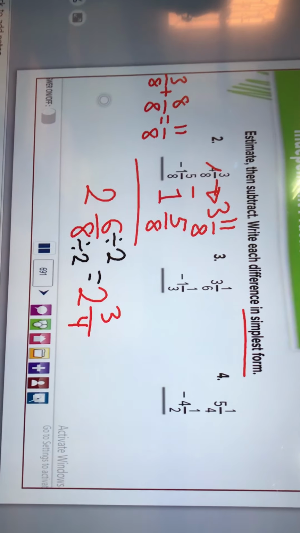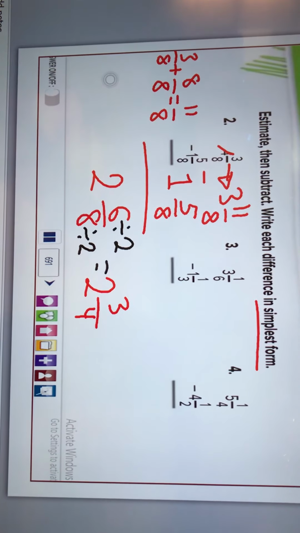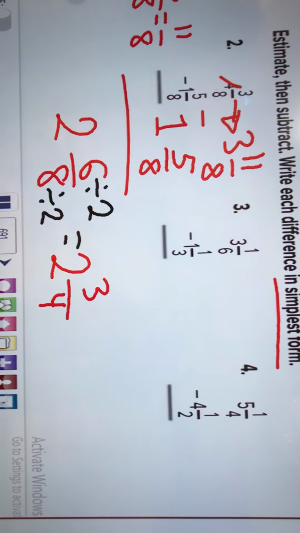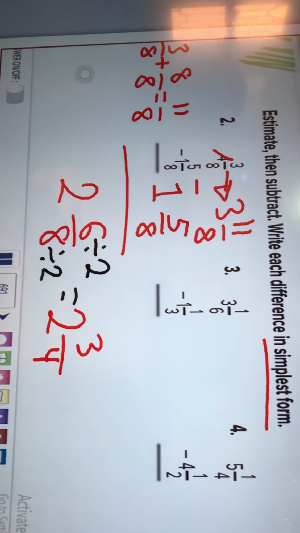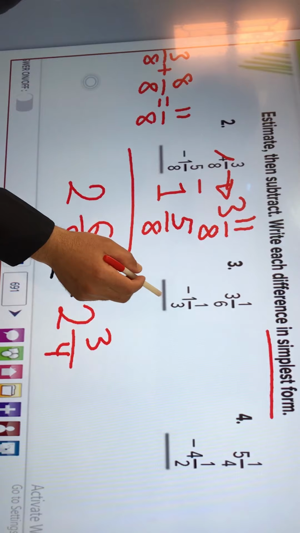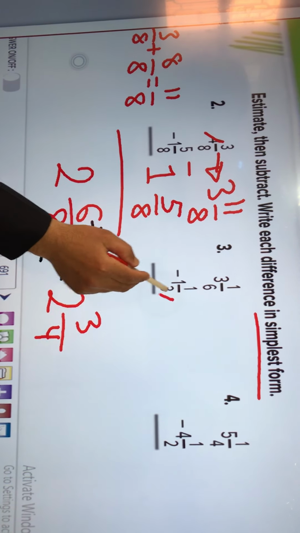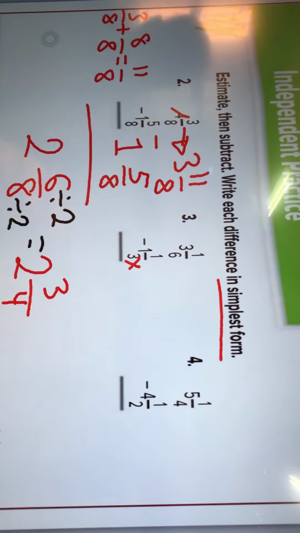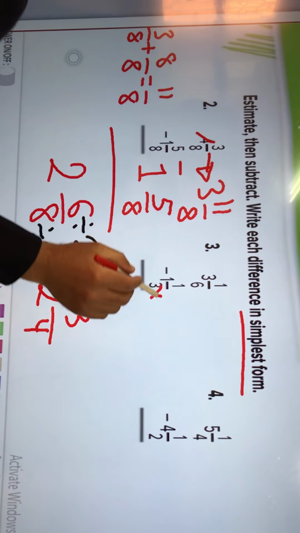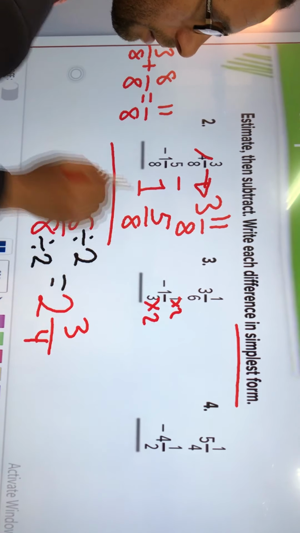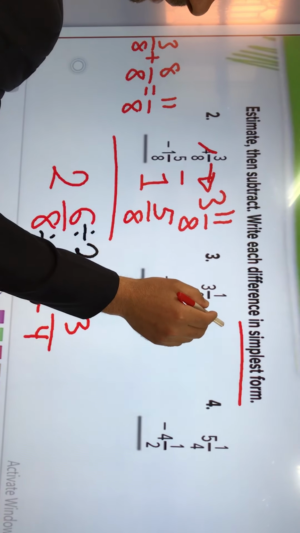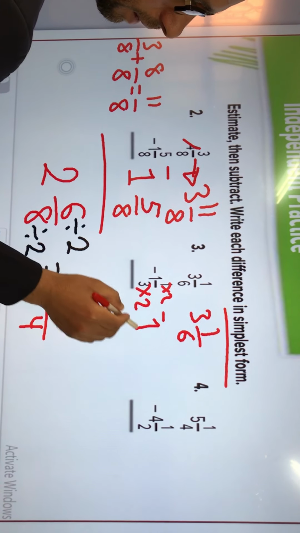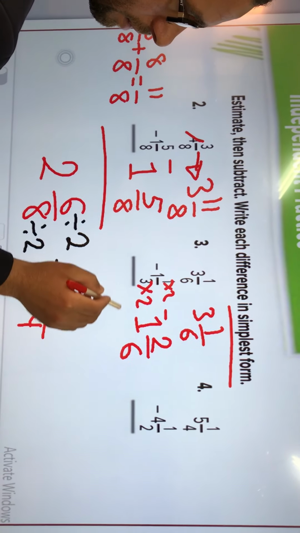3 and 1 out of 6 minus 1 and 1 out of 3. Is this like or unlike? Anyone else? Yes, this is unlike fractions because of the different denominators, 3 and 6. Now we have to make it like. 3 can be 6 by multiplying by what? 3 times what gives you 6? Yes, 2. Multiply by 2 up and down. So this will be 3 and 1 out of 6 minus 1 and 2 out of 6.